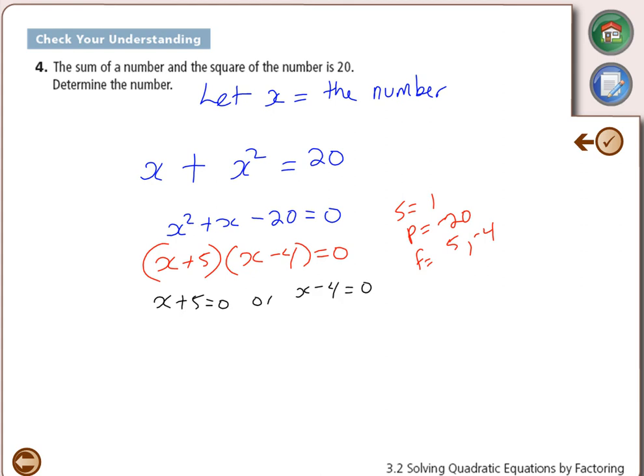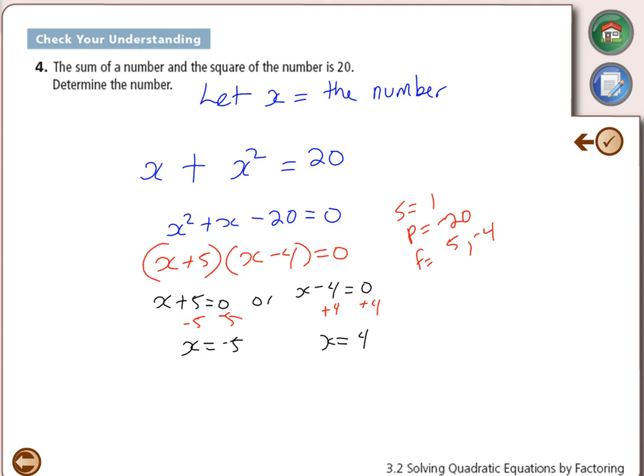Subtract over the 5. x is equal to negative 5. Or x, let's add the 4 over. x equals 4. But whoa! We can't box both answers in because we got a problem solving question. We got a real life number. We have to look here and say, will both of these numbers work? Got to check them.